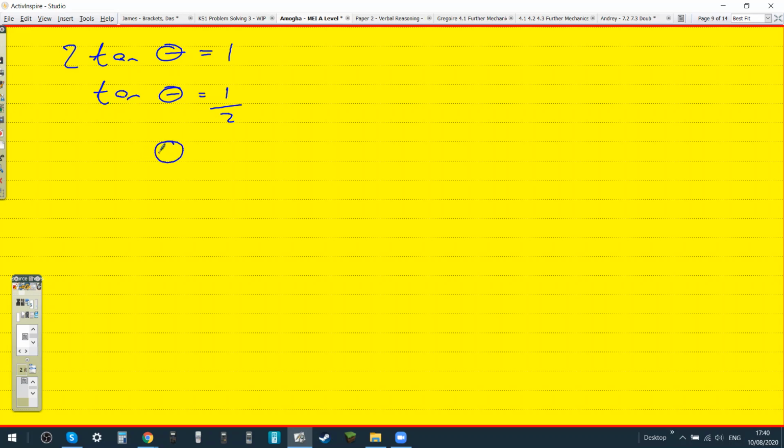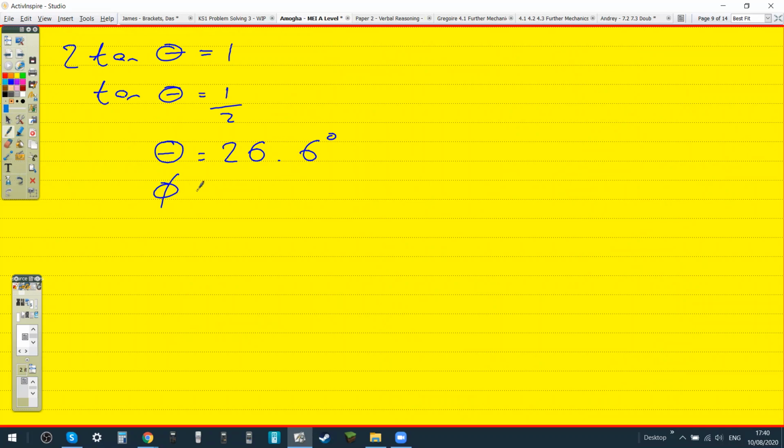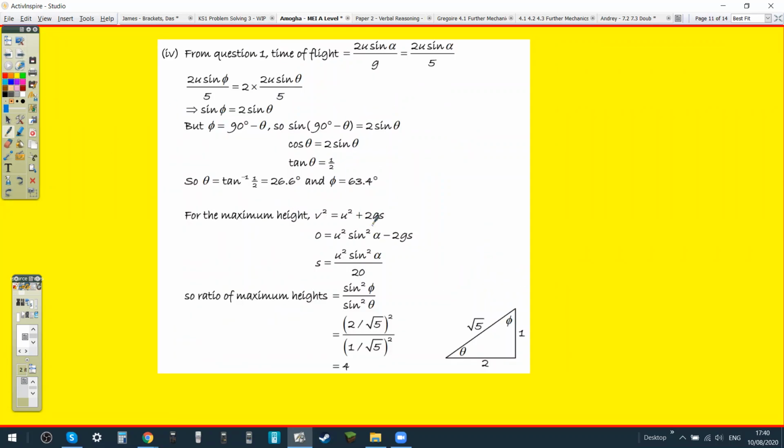And so what is theta? Theta is 26.57. So to 3 significant figures, 26.6. And what about this other one then? 63.43, so 63.4 degrees. Ooh, we're not done.